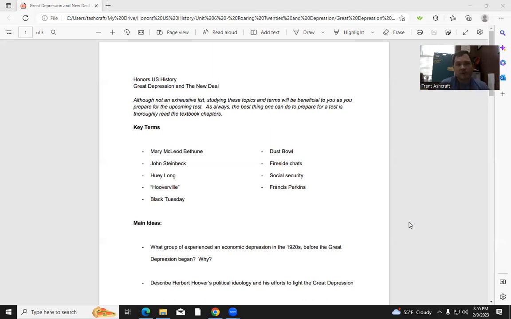Some other important people you ought to know, John Steinbeck. John Steinbeck is an author, known for many books, most notably The Grapes of Wrath. He is a beneficiary of the Federal Writers Project, part of the WPA. What was he writing about? He was writing about life in the Dust Bowl out west.